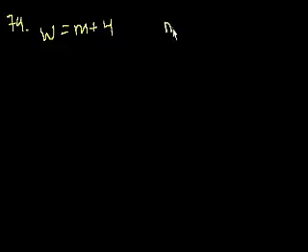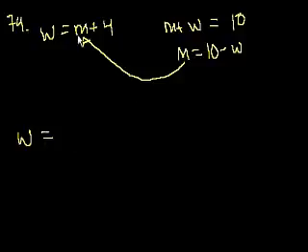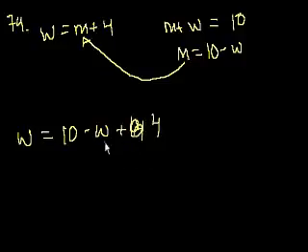So we know that men plus women is equal to 10. And we want to solve for women. So let me solve for men here and then substitute there. So you get men is equal to 10 minus the women. We could substitute that back there. We get women is equal to the men, which we just figured out is 10 minus the women, plus 4. Sorry, plus 4. My brain was jumping ahead.